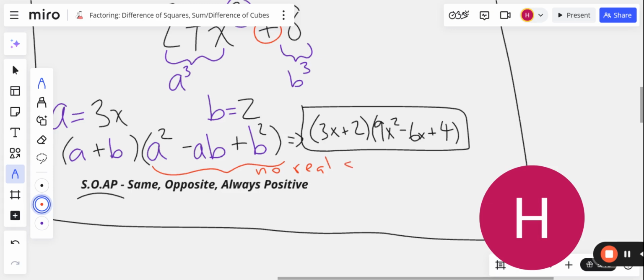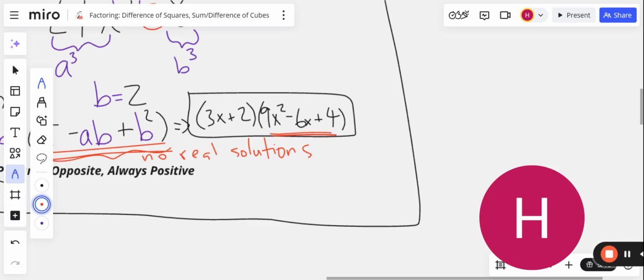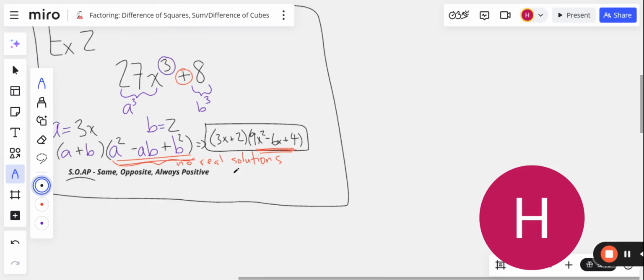No real solutions. So if you're trying to solve that, in this part here, you will not have real number solutions. You will have to use the quadratic formula. Do not try to factor that anymore. Okay? So there will be no real solutions there.